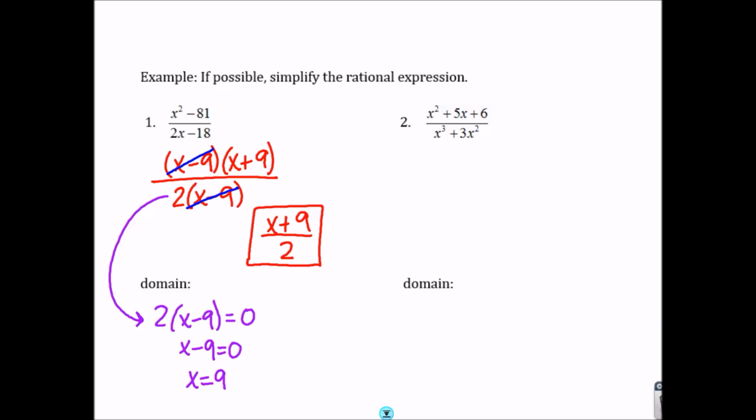So our domain can be written as x such that x does not equal 9, or if you prefer interval notation, negative infinity to 9, 9 to infinity. Either way is fine.